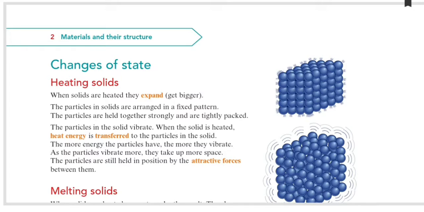First, heating solids. When we heat a solid, it will melt to form a liquid. We know that. When solids are heated, they expand and get bigger. Expand means it will be getting bigger. The particles in a solid are arranged in a fixed pattern, that is a regular row, and the particles are held together strongly and tightly packed.